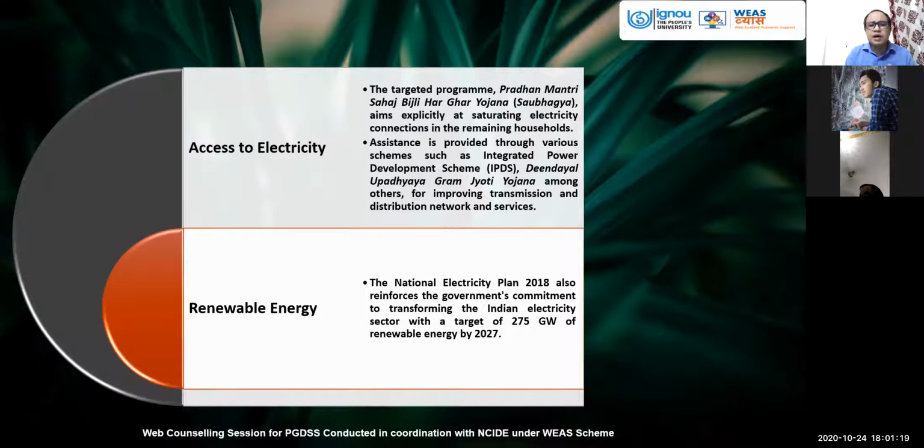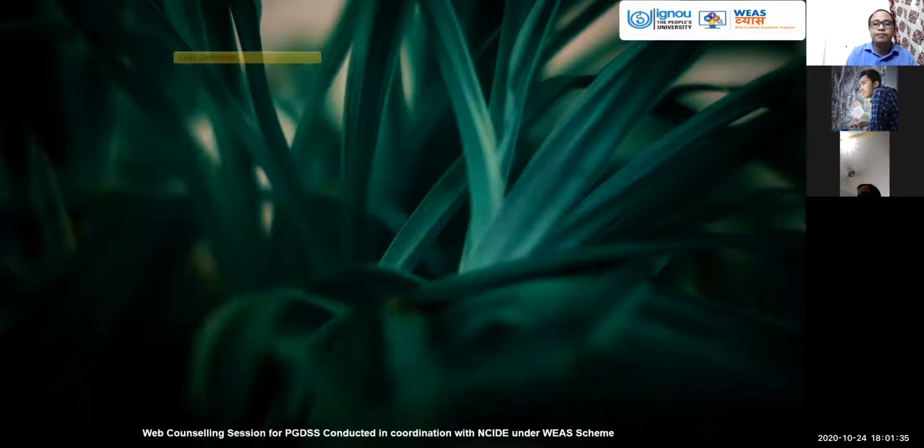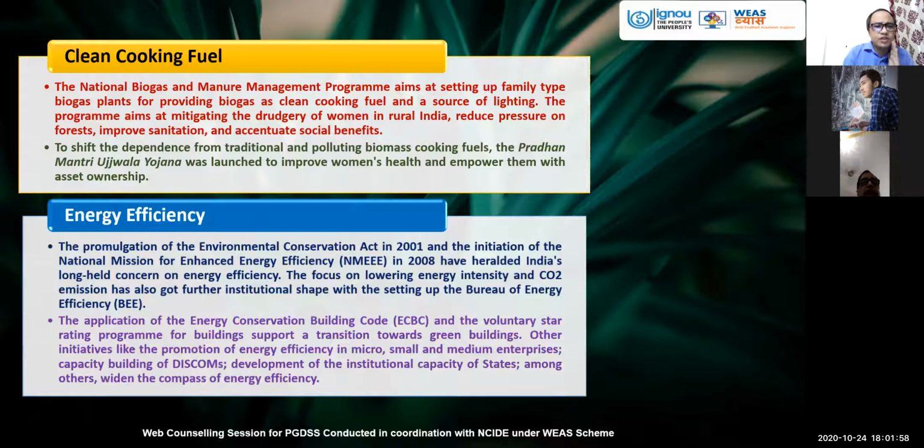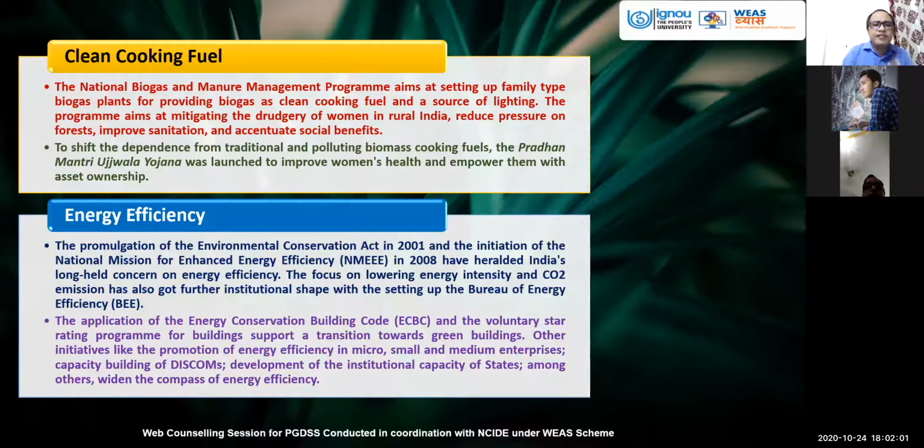And we are also implementing a number of policies and programs to shift towards renewable energy. This is our target, 275 gigawatt of renewable energy by 2027. Clean cooking fuel under Pradhan Mantri Ujjwala Yojana, which I mentioned to you when we talked about gender issues, we're giving LPG to the rural households, especially to women under BPL, okay? For energy efficiency, we have the National Mission for Enhanced Energy Efficiency in 2008.